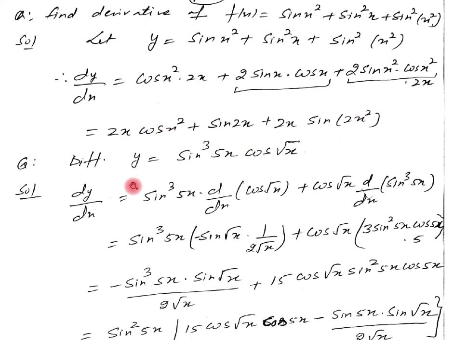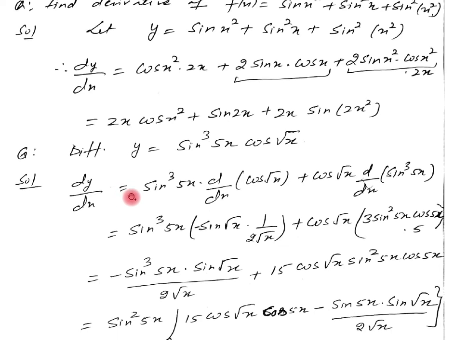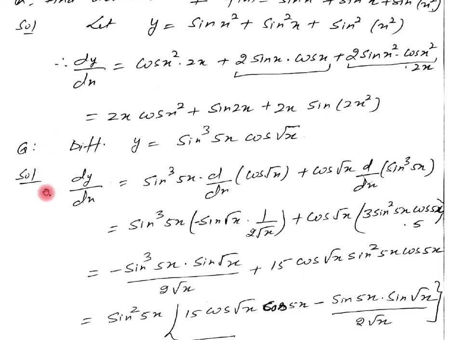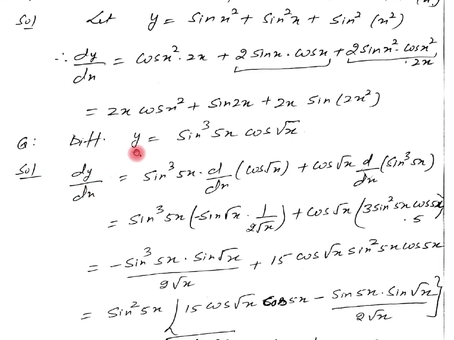Now see again, the differentiation questions I have taken from the Elements of Mathematics, because differentiation is a very vast topic. We need a lot of practice in finding the differentiation by the chain rule, and we can do this practice only when we do the questions from the elements. Now here differentiate y equal to sin cube 5x into cos under root x. Again it is what?